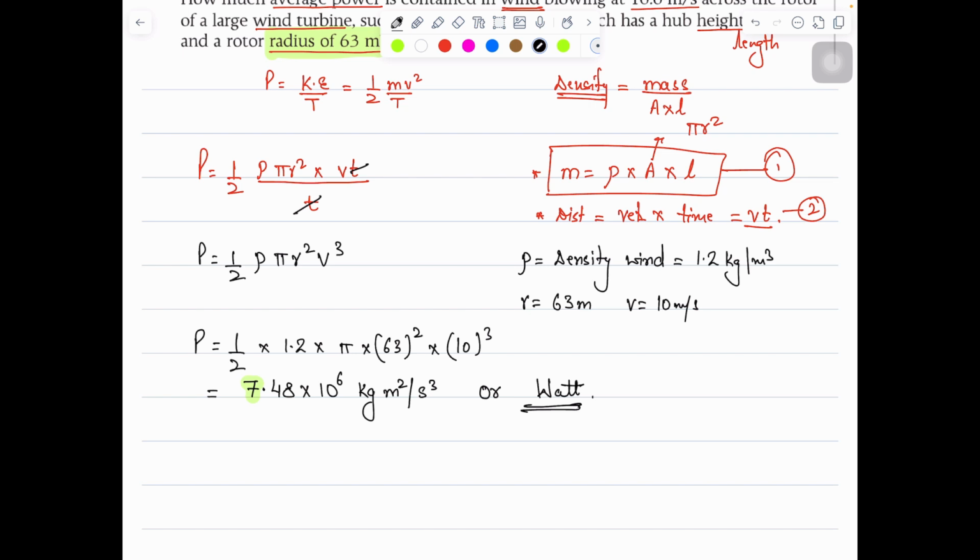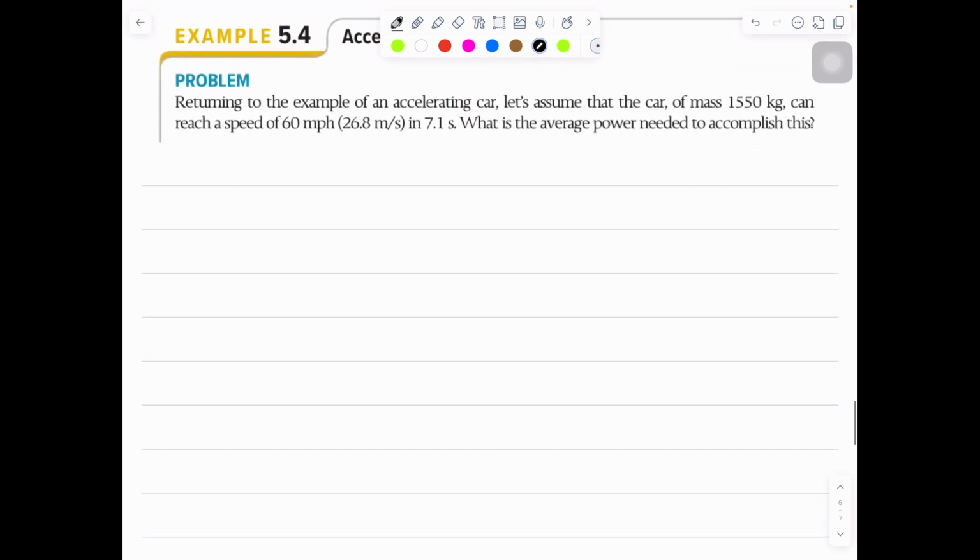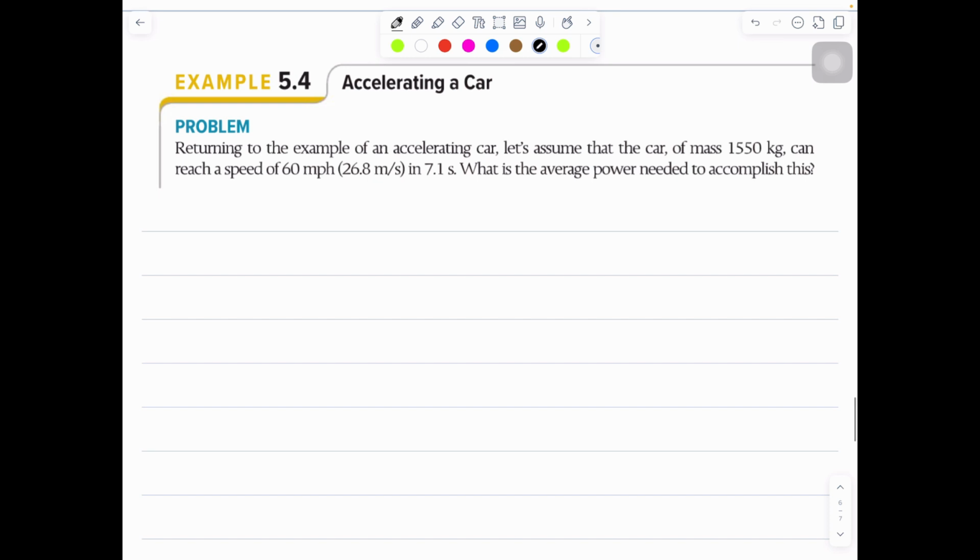Fine. Next question. Very simple question. What we need to find? Accelerating a car. Returning to the example of accelerating a car, let's assume the car's mass is given here. Mass is 1550 kg. It can reach a speed, this is the velocity, of 26.8 meter per second. Time is given, 7.1 second.